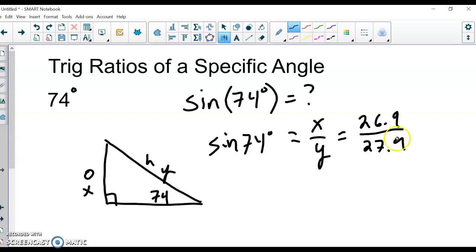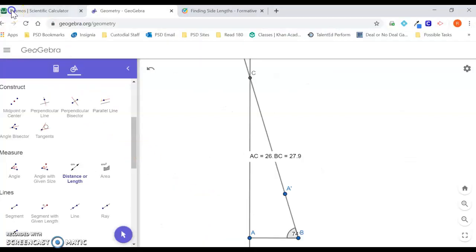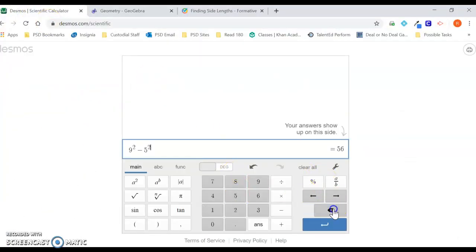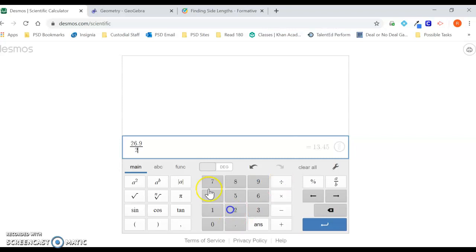Decimals and fractions are kind of strange. And so a lot of times whenever we're dealing with sine and all that, we're going to actually just divide this ratio out and look for it. So if I go back to my calculator over here, there's me figuring out that square root of 56. We're going to do 26.9 divided by 27.9. And I get 0.96.